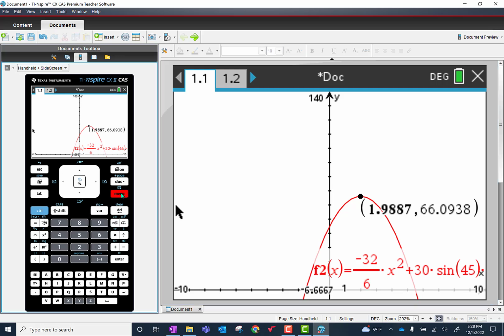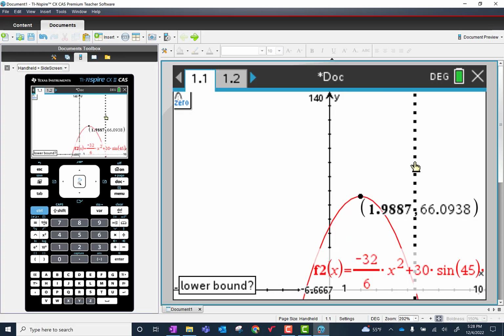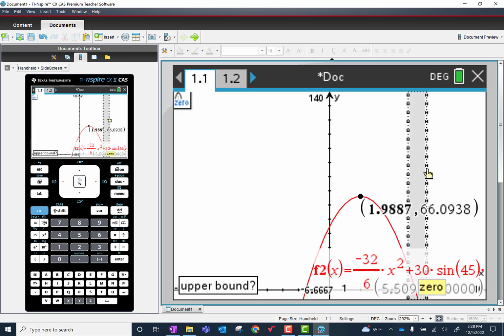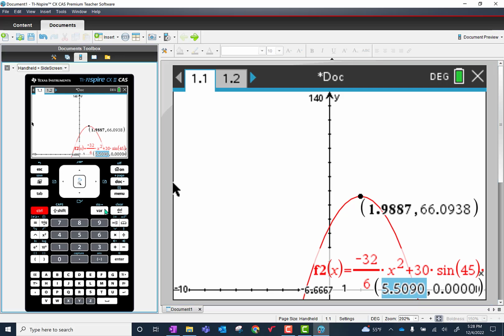So that would be looking for a 0. We would do our menu, analyze graph, 0. We go to the left of the 0 and then to the right of the 0, and there's the 0. Now I want to use that number, so I'm going to highlight it and store it. Control var, I'm going to store it as B. I'm boring, I just use A and B. You can use whatever number or letter you want to. It's fine. So this is stored as B. This is when the ball hits the ground.